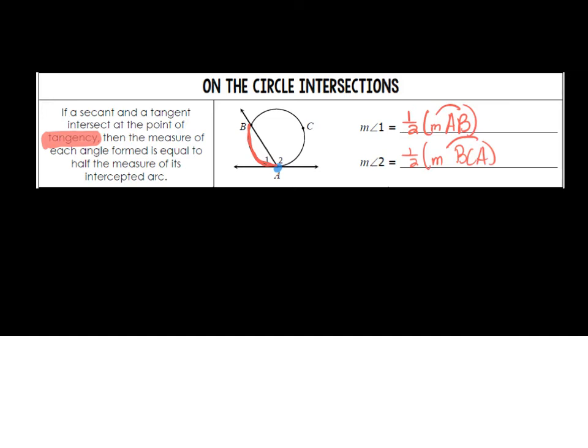Take a look at angle 2. Angle 2, I'm going to start at 2 and go around that arc. So we go all the way around. Here we go. So if we want to know what that angle is, we're going to take half of the arc. And if you notice, the measure of angle 1 plus the measure of angle 2 equals up to 180 because what do we see? A straight line.